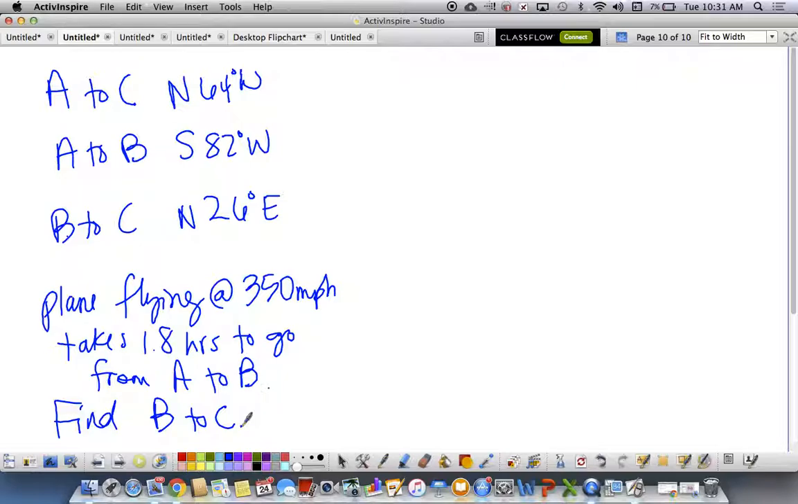It would be from B, north 26 degrees east. So from B to C, it says it's north 26 degrees east. So 26 degrees has to be right here. If you're just drawing a line from B to C, you're going north, 26 degrees east. So where's your 26 degrees?